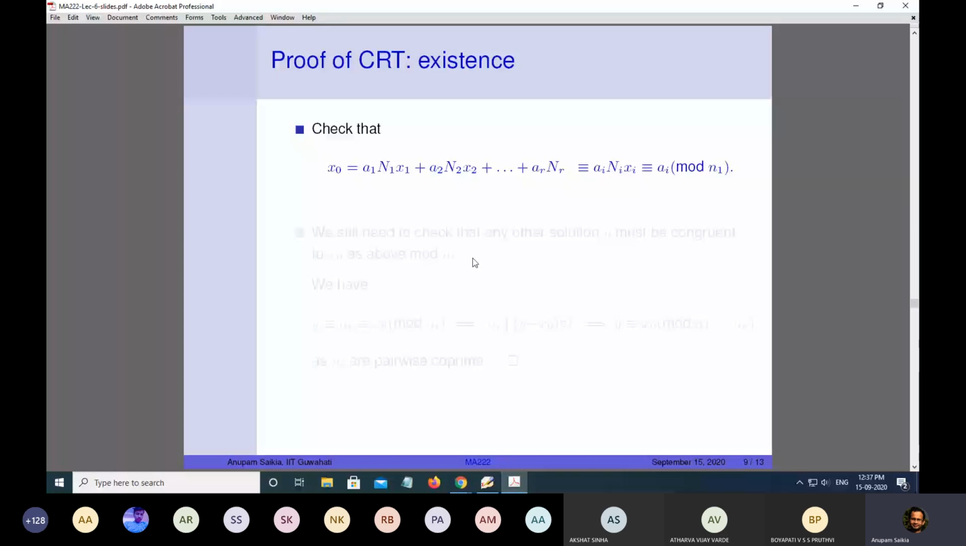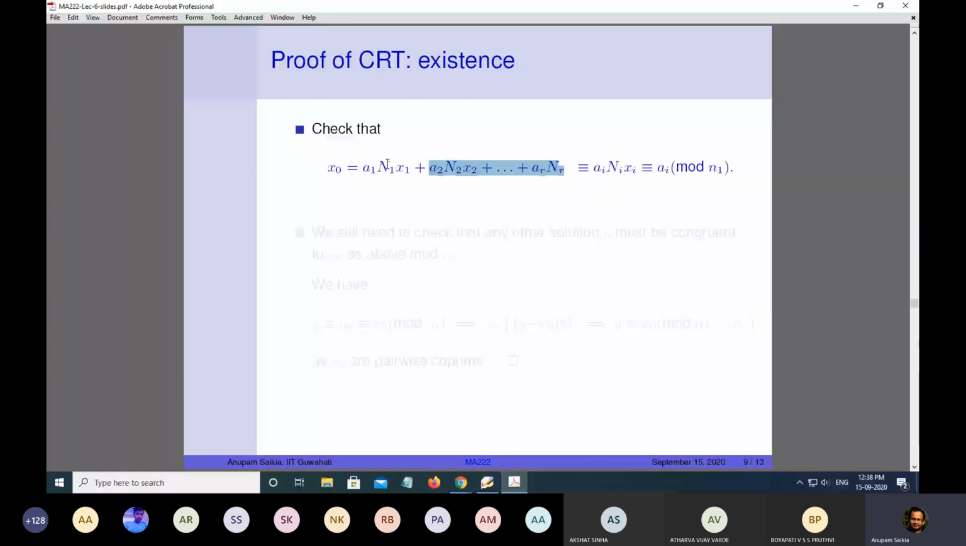Okay, let's check. Let's take this and let's consider modulo ni. Let me say n1 maybe. So what happens at n1? Modulo small n1, remember all these n2 etc. are divisible by small n1. So these things disappear modulo n1, because n2 has small n1 as a factor and this big nr has n1 as a factor. So it's all a multiple of n1, so it is 0 mod n1.